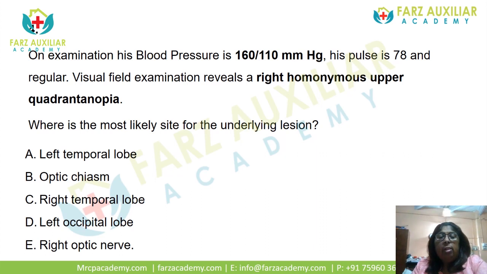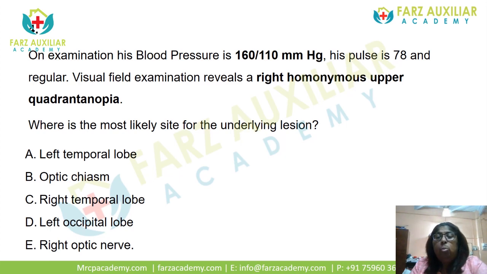like optic chiasm obviously causes bitemporal hemianopia, and a right optic nerve would cause a complete loss of visual field and vision in one eye. When you're looking at the remaining options, there are two options for temporal lobe, left and right, so it's probably one of those.